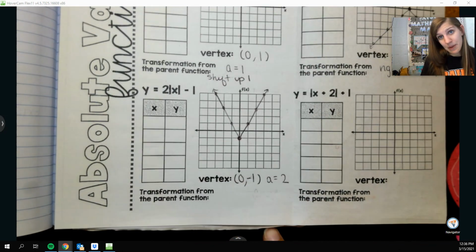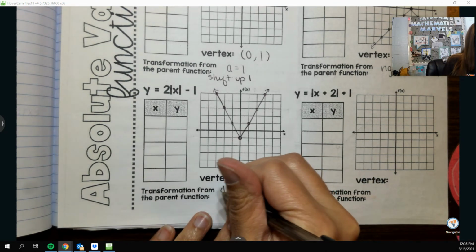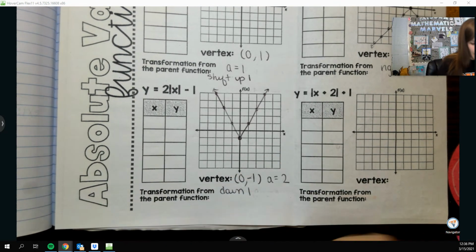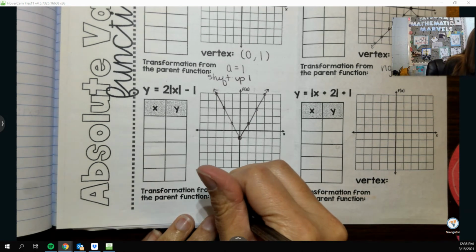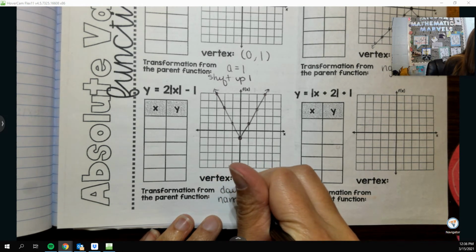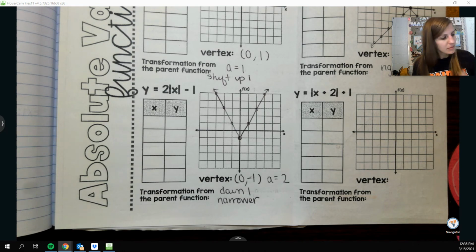So a couple things happened with that guy. It got pushed down 1, so down 1. But it is also narrower, or like skinnier, than your original. So narrower or skinnier, either way. Okay.